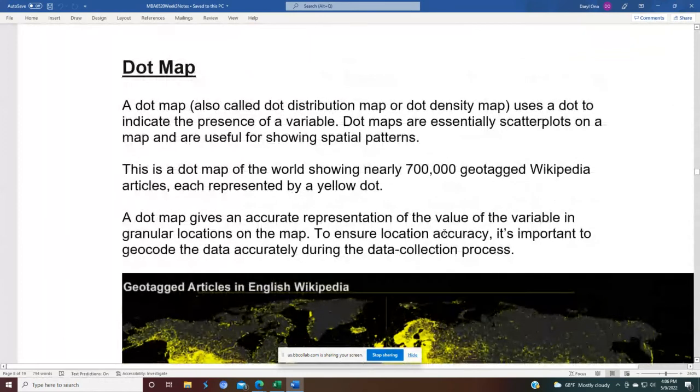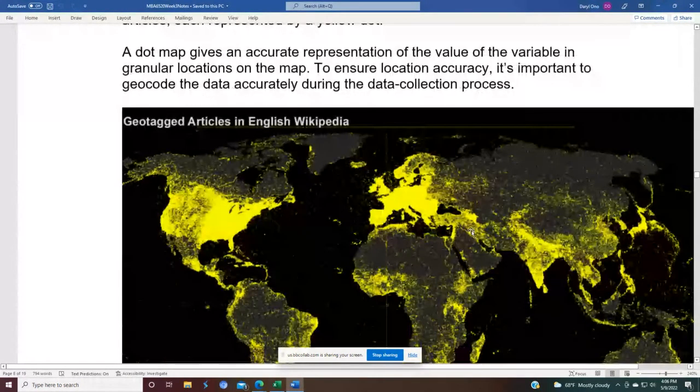Next one here is one that you've seen often. A dot map uses a dot to indicate the presence of a variable. Dot maps are essentially scatter plots on a map and are useful for showing spatial patterns. This is a dot map of the world showing about 700,000 Wikipedia articles by region, by geography, each represented by a yellow dot. A dot map gives an accurate representation of the value of the variable in granular locations on the map. To ensure location accuracy, it's important to geocode the data accurately during the collection period.